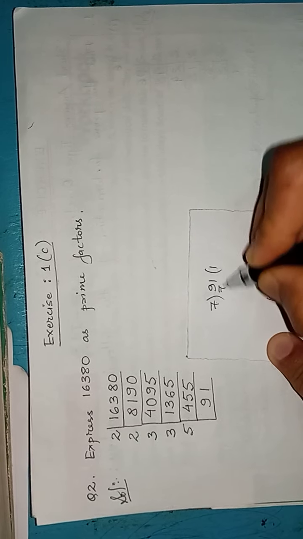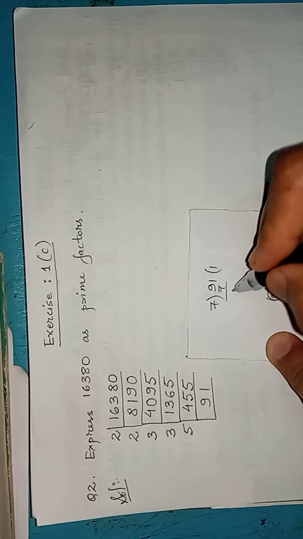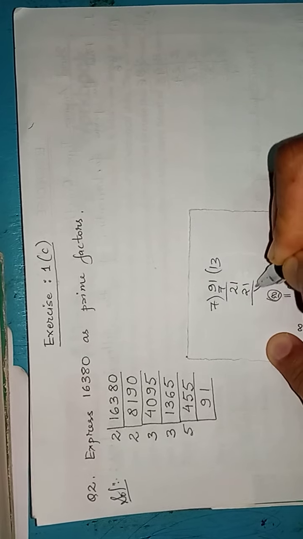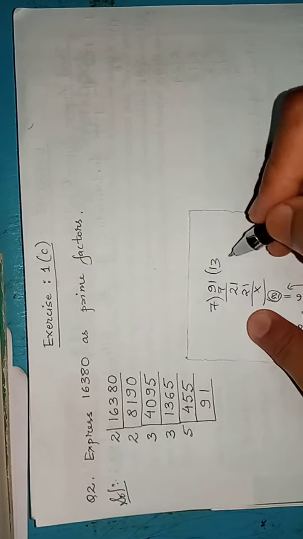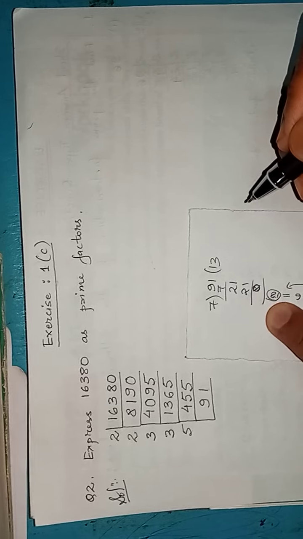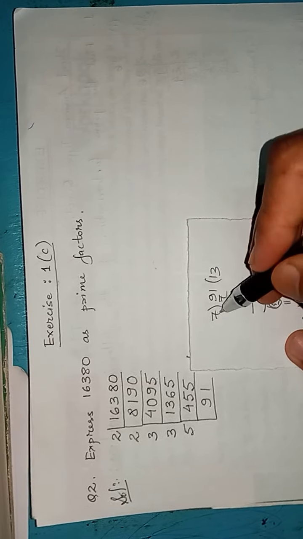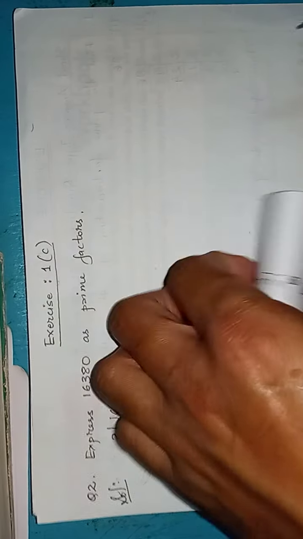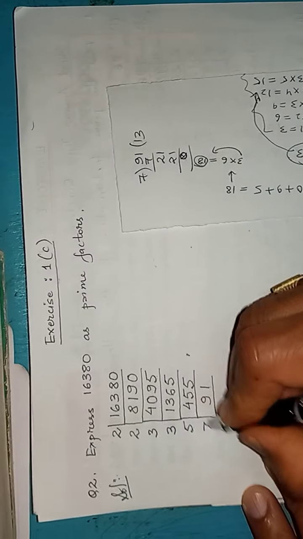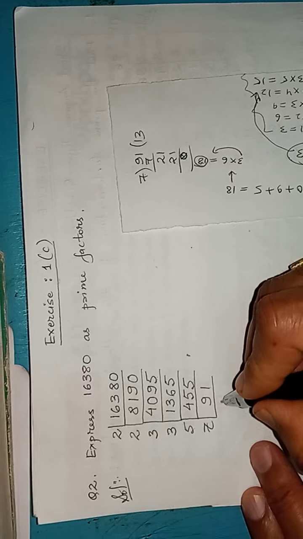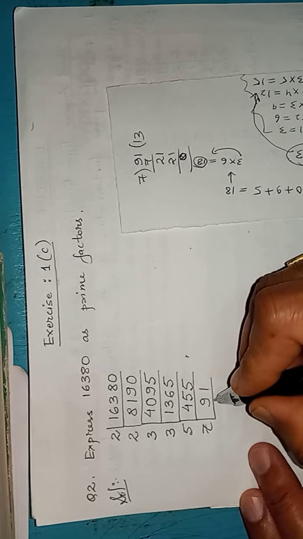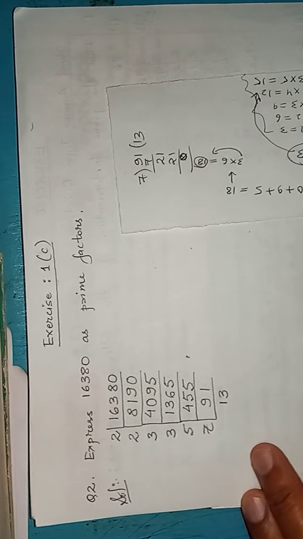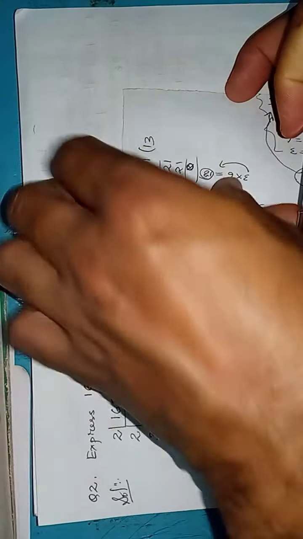7 ones are 7. 9 minus 7, 2, and the 2 joins with 1, 21, and 7 threes are 21. So yes, students, 91 we can divide by 7. See, the remainder is coming 0. Yes, by 7 we can divide. So we got here 13.